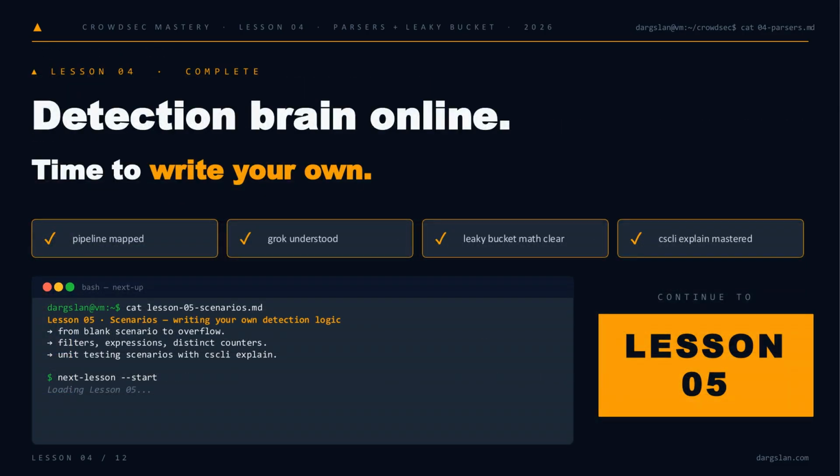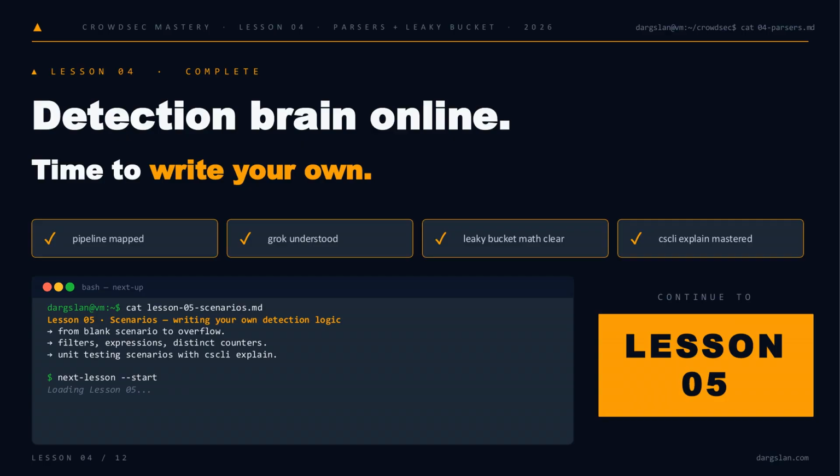And that's lesson 04 in the bag. You've mapped the pipeline end to end, you can read a Grok pattern without flinching, the leaky bucket math actually makes sense, and you know how to interrogate the parser with cscli explain. That's the detection brain online.